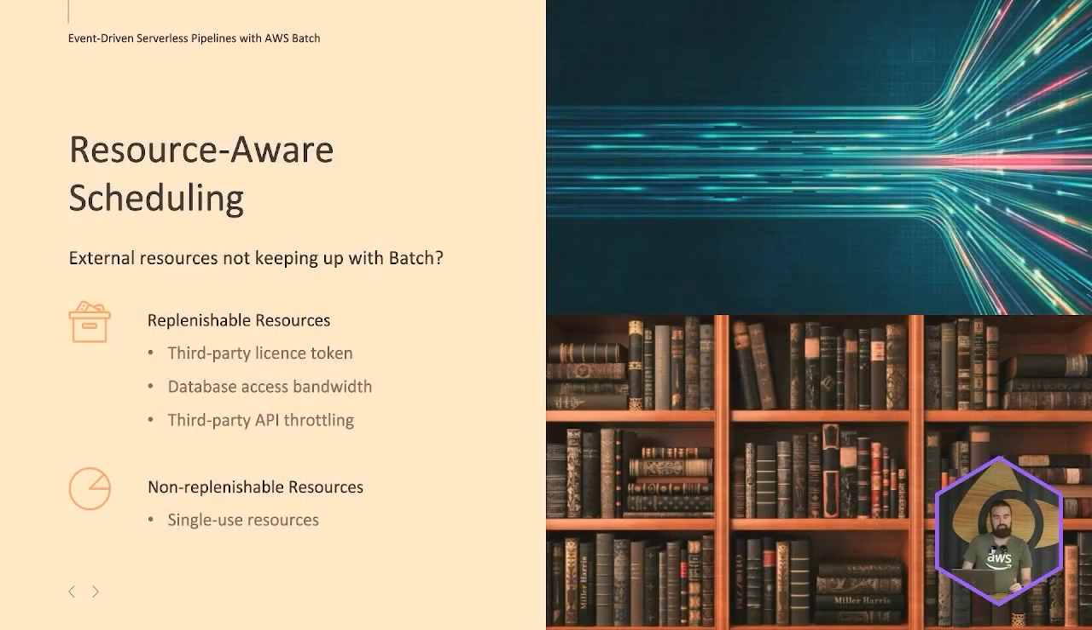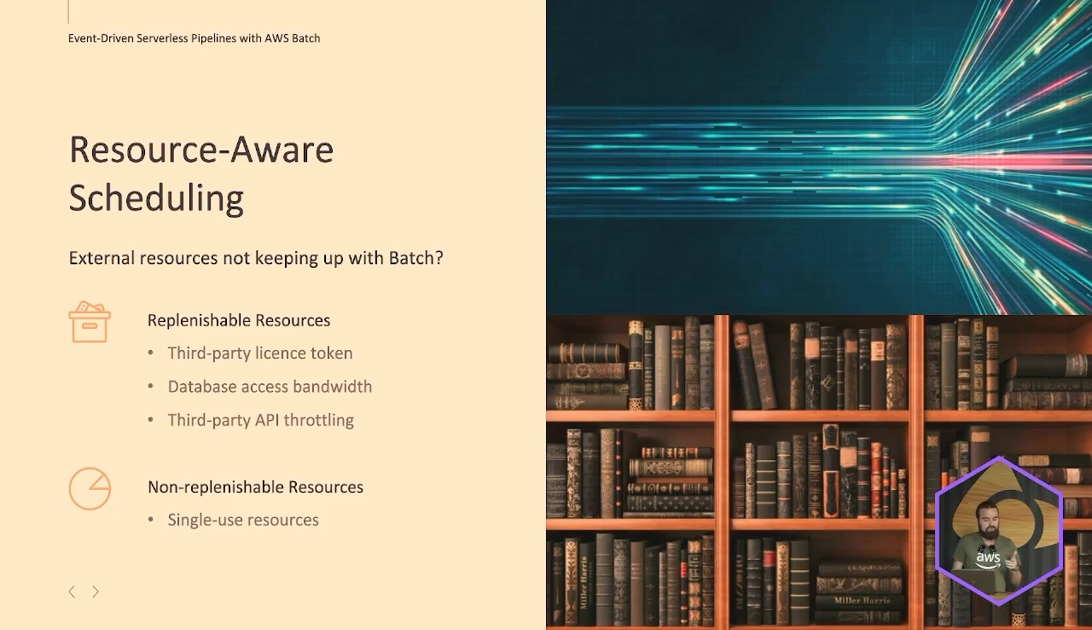All right. And then Batch also has something called resource-aware scheduling. What that basically means is the case where your external resources cannot keep up, because Batch can really scale. It can really scale. Basically, the limit is not the sky in this case, but your AWS quota. So how many EC2 instances you can launch, or how many vCPUs, I should say, that's basically your limit, and how many there are available in a specific availability zone or whatever you've configured it to run.